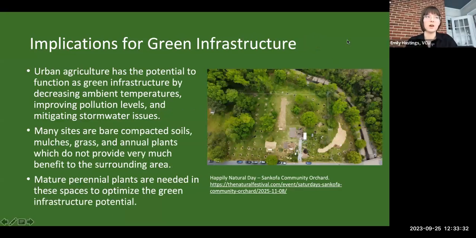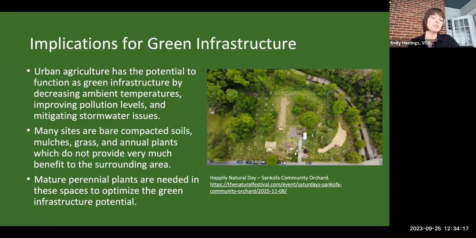Yeah, so I'm going to talk a little bit about the implications for urban gardens and farms and green infrastructure. Urban agriculture has the potential to function as green infrastructure by decreasing ambient temperatures and improving pollution levels. For example, the leaf surface of plants can absorb nitrous oxides, which come from the combustion of fossil fuels from cars. That is the precursor to acid rain, and also is a respiratory irritant. So plants can really improve air quality, as well as absorb and dissipate heat.